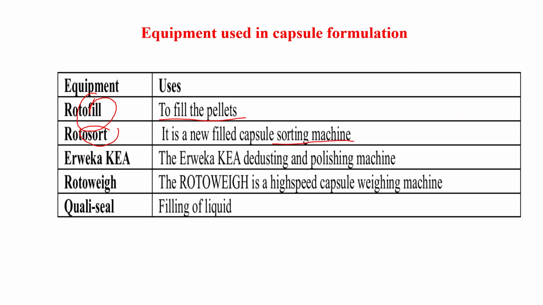Eureka KE, this one is important. It is generally used for dedusting and polishing of the capsule. Rotoweigh means to weigh the capsule. Rotoweigh is a high-speed capsule weighing machine. Quali-seal means filling of liquid. These things you need to remember properly.